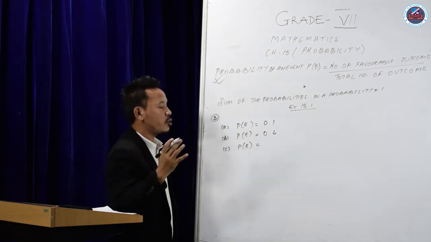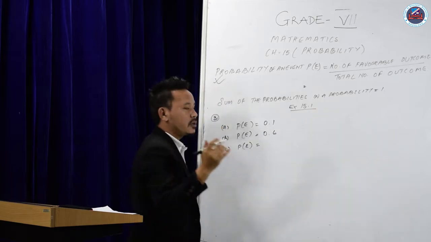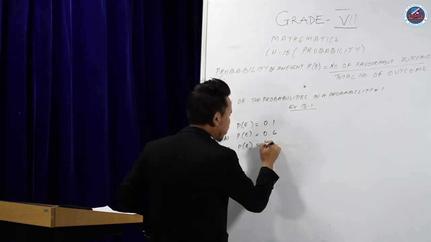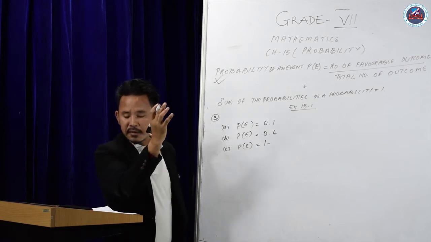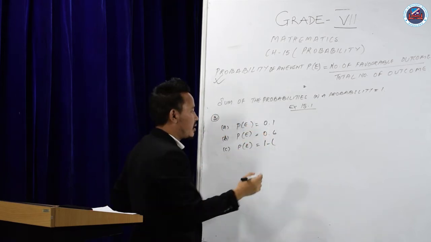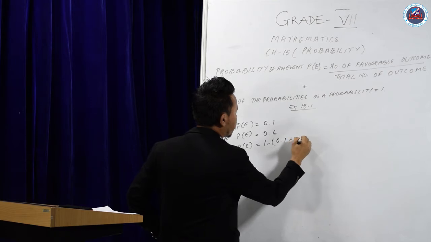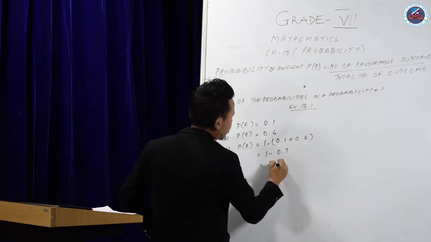Not draw. That means total probability. We'll use this one. The total probability we take as 1, and subtract the probability that it does happen. That is 0.1 plus 0.6, which gives us 0.7. So 1 minus 0.7 gives us 0.3.